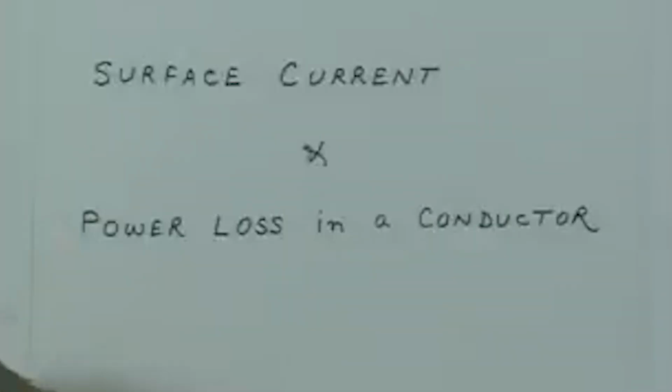So, the magnitude of the Poynting vector tells me the density of the power, that is watts per meter square, and the direction of the Poynting vector gives the direction in which the power is flowing. Using this concept, we can now ask a question: if the electromagnetic wave is incident on a conducting surface, how much is the power loss in the conducting surface?